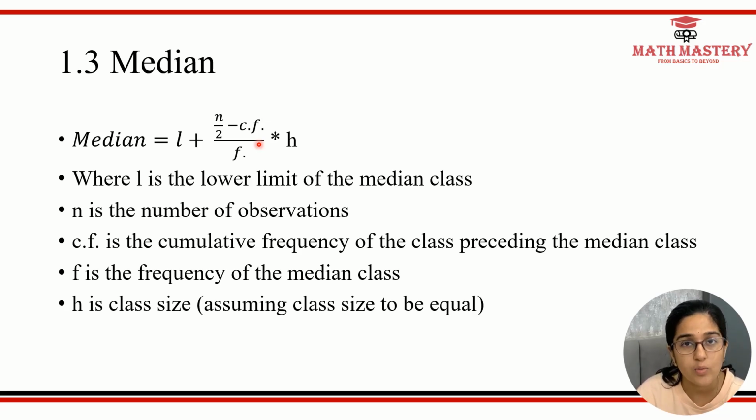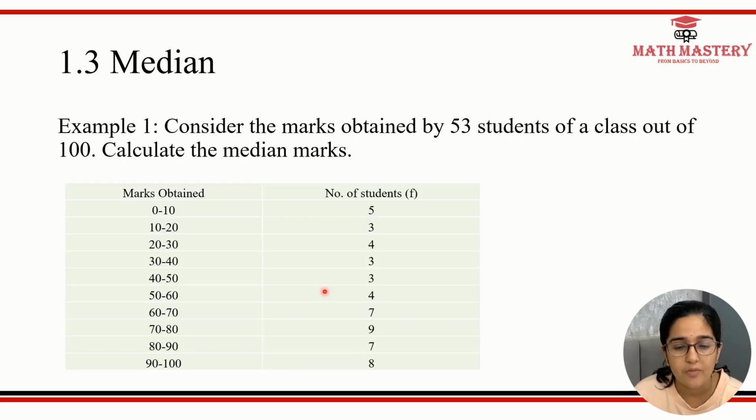I will explain you with the help of an example. Divided by F, where F is the frequency of the median class, multiplied by H, where H is the size of the class interval. Here also we are assuming that the frequency distribution is such that the sizes of the class intervals are equal. Now let's understand this with the help of an example.